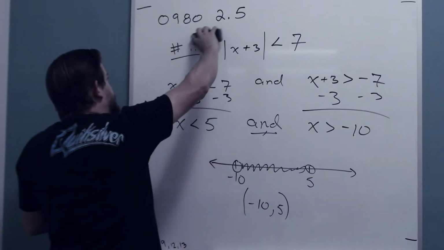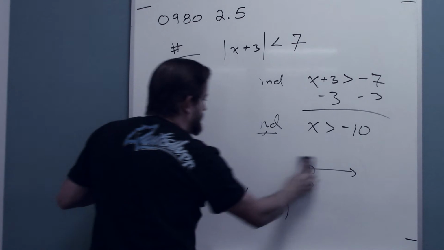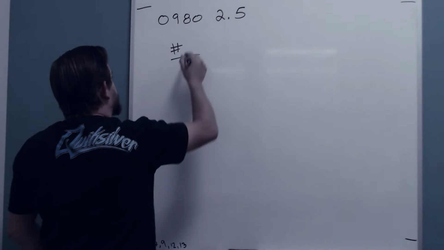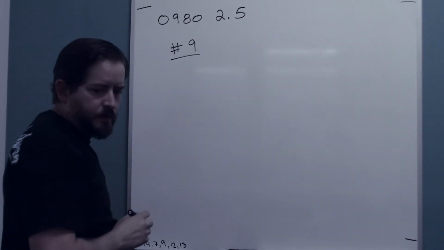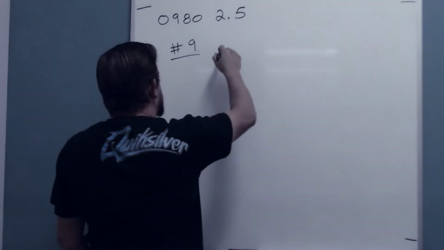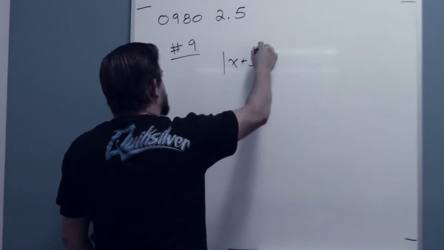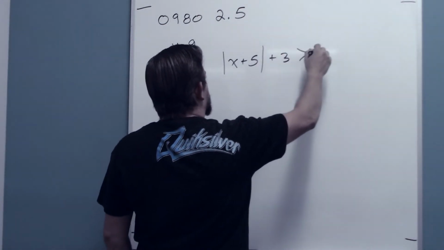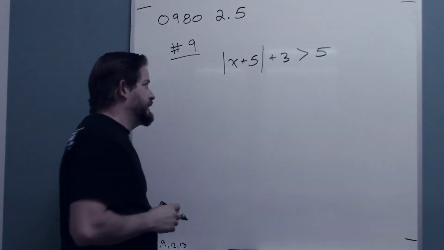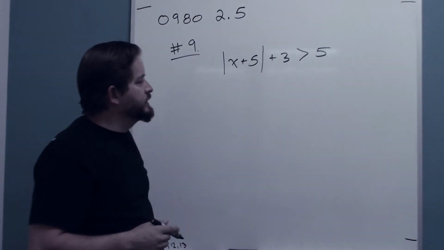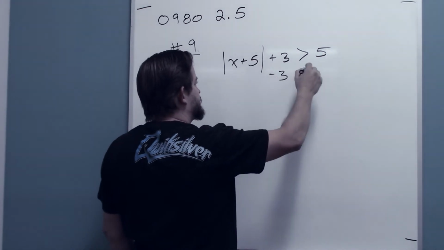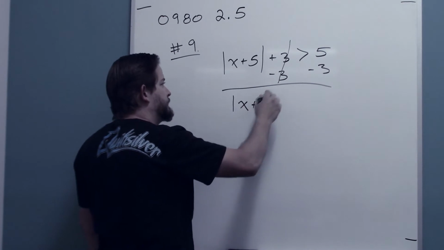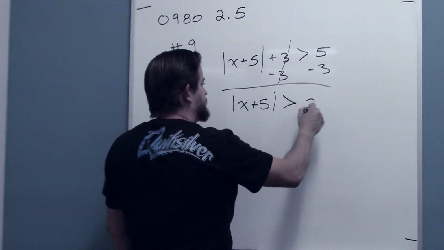All right, let's look at another one like that, similar. It's number 9. Nine says we have the absolute value of x plus 5, plus 3 is greater than 5. And you'll want to always isolate this absolute value before you do anything, so I want to get this plus 3 out of here. I can do that with the addition principle for free. Minus 3 from both sides leaves me with the absolute value of x plus 5 greater than still 2.